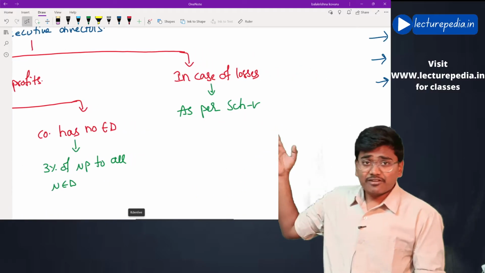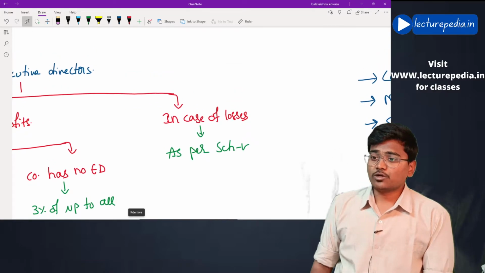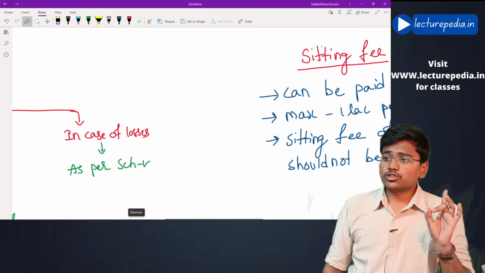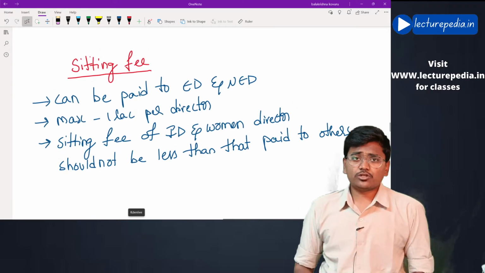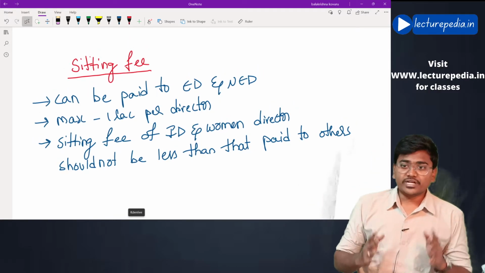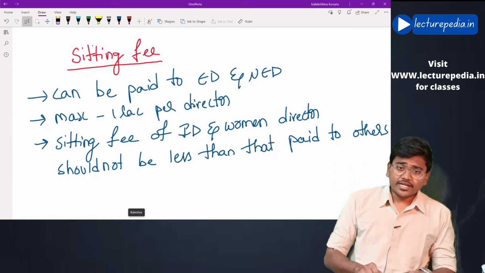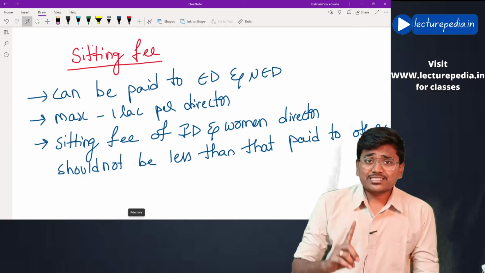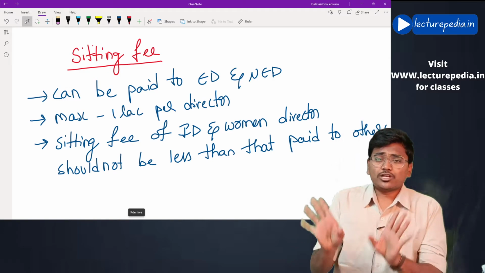If company is having losses, then as per Schedule 5, I will be discussing Schedule 5. Now apart from this remuneration, there is also the sitting fee concept. Sitting fee means the fee that is paid to the directors for attending the board meetings. Now as per ICAI, this sitting fee can be paid both to executive directors and non-executive directors, but in reality the sitting fee can be paid only to the non-executive directors.